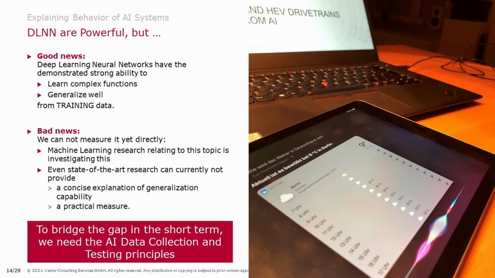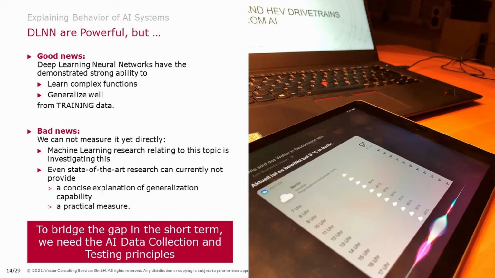So now we have to conclude. In preparing this, I used speech recognition to look up what the weather would be in Berlin, and this of course works very, very well. This performance would not be possible without AI. Deep learning neural networks are very powerful, and the good news is they can learn very complex functions. All this speech recognition would not be possible without AI. And they can generalize well.